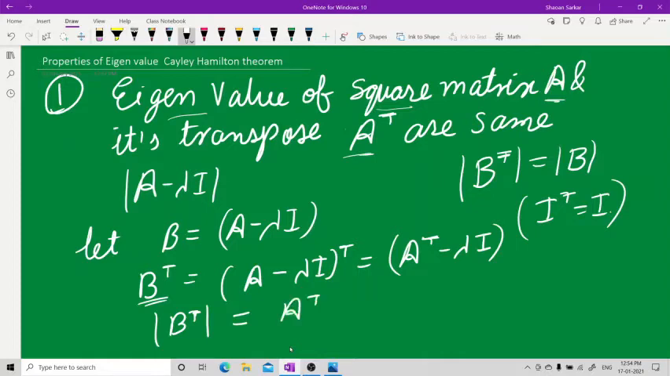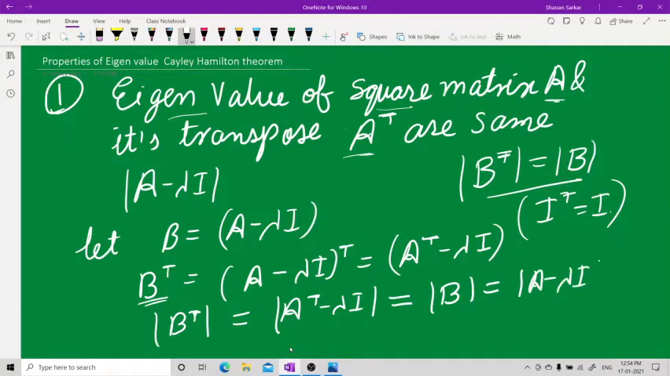This will be the determinant of A transpose minus lambda I, which by this property will be the same as the determinant of B. Now that is nothing but the determinant of A minus lambda I. So whatever eigenvalues I get for A, I'll get the same eigenvalues for its transpose.